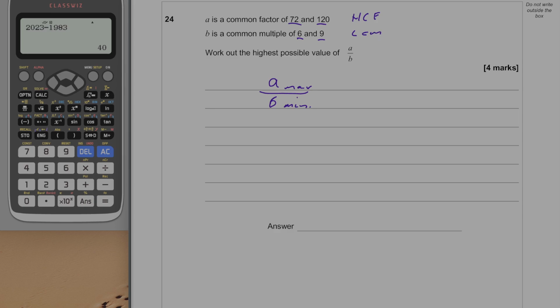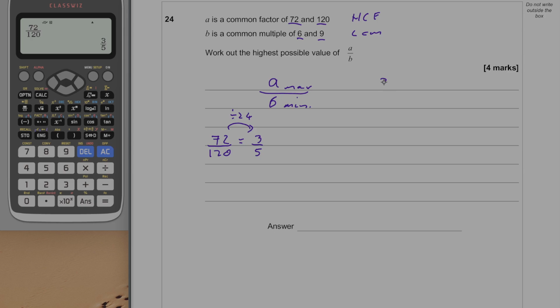There is a method on the calculator that does your highest common factor and lowest common multiple. Not a massive fan of it though. So I tend to do, if I look at 72 and 120, if I simplify that fraction, 72 over 120 cancels down to 3 over 5. So the highest common factor is what it's been cancelled down by, which is going to be 24.